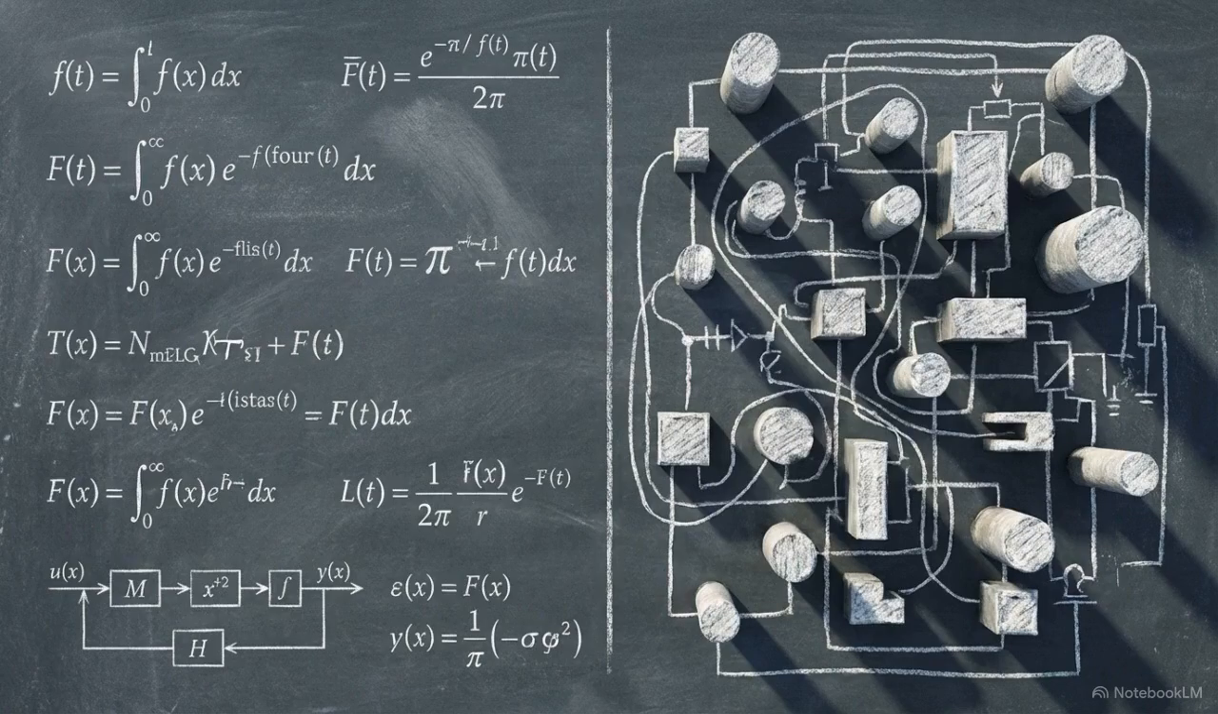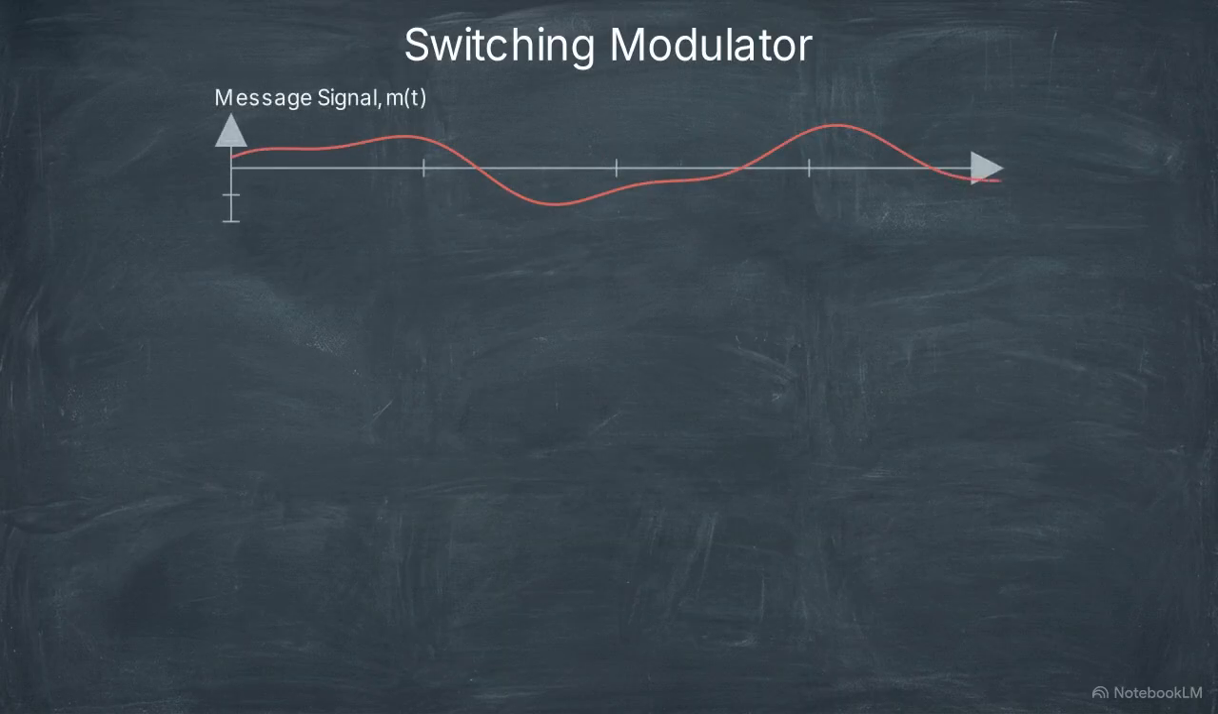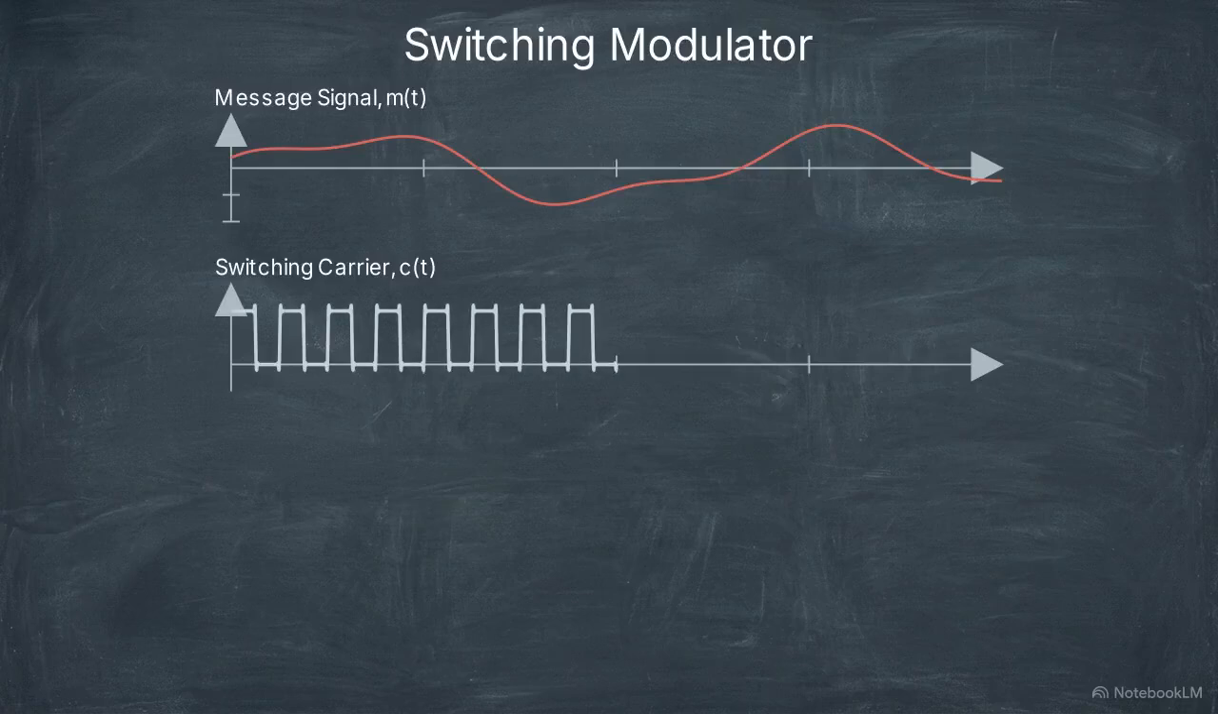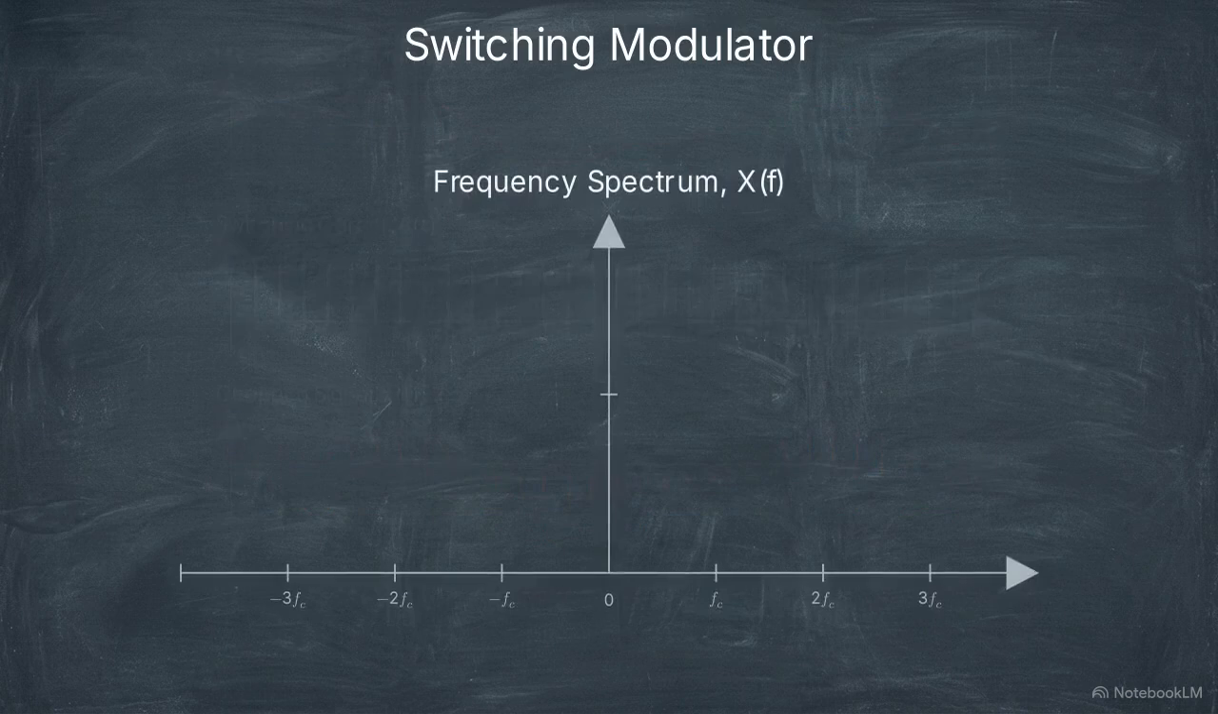Pure mathematical multiplication is flawless on paper, but building perfect analog multipliers in physical hardware is expensive and difficult to scale to high radio frequencies. To bypass this limitation, engineers use switching modulators. Instead of multiplying by a perfectly smooth sinusoid, we multiply by a periodic square pulse train. Physically, this just means switching the message signal on and off at a rapid, precise rate.